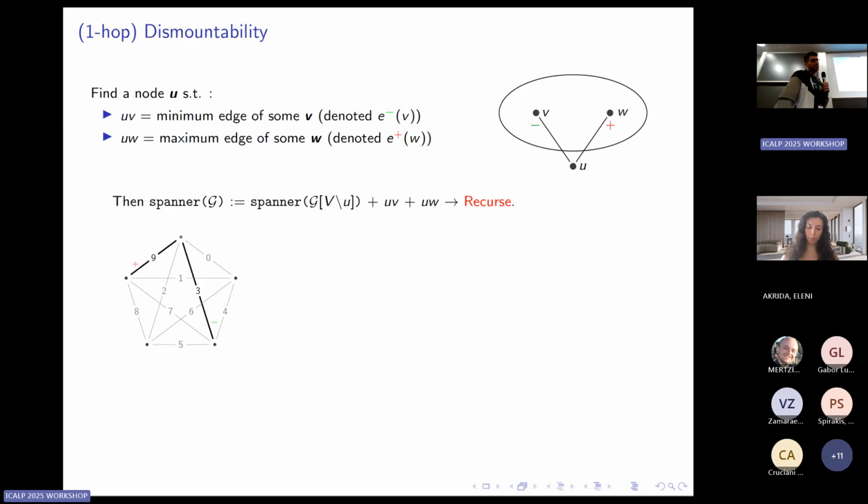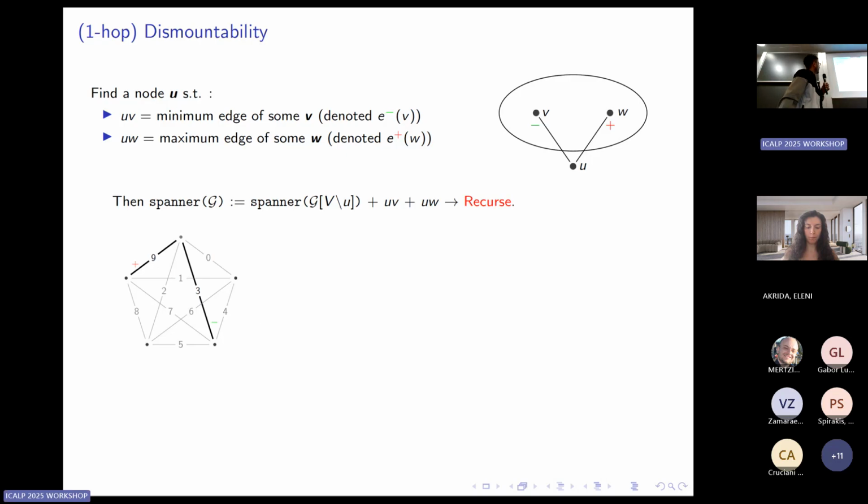Let me go through an example. In the picture, the top vertex receives the minimum of the bottom right and the maximum of the center left.